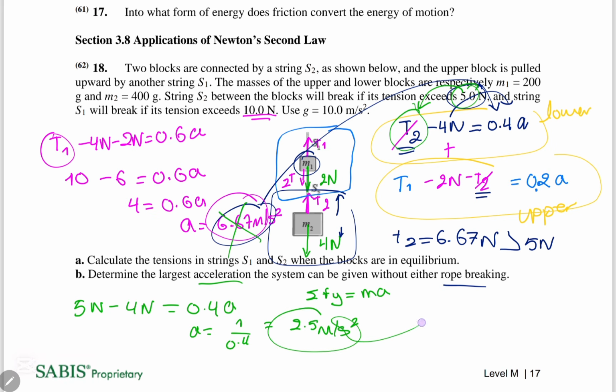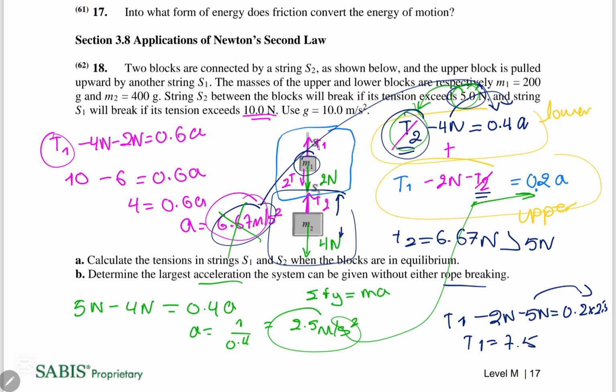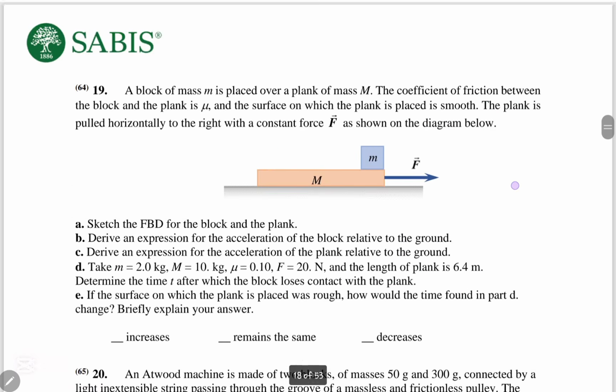And if you substitute it in this equation over here, that means, first of all, tension 2 is going to be 5. So tension 1 minus 2 newtons minus tension 2, which we said is going to be 5 newtons, is equal to 0.2 times 2.5. Now move these to the other side. I got 0.2 times 2.5 plus 5 plus 2. I got tension 1 to be 7.5. It's less than 10 newtons, so yes, this works. That means the greatest acceleration my system can have is 2.5 meters per second squared, okay?